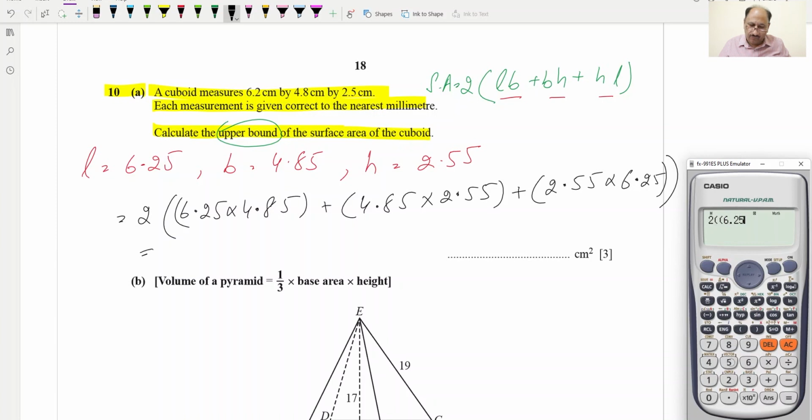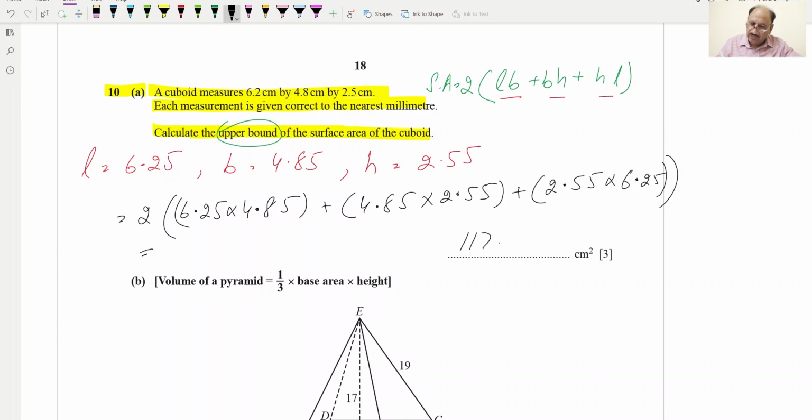So 6.25 into 4.85, bracket close, plus this will be 4.85 multiplied by 2.55, bracket close, plus this will be 2.55 multiplied by 6.25 and brackets closed, and this is equal to 117.235. This will be centimeter square for 3 marks. This is what we got.